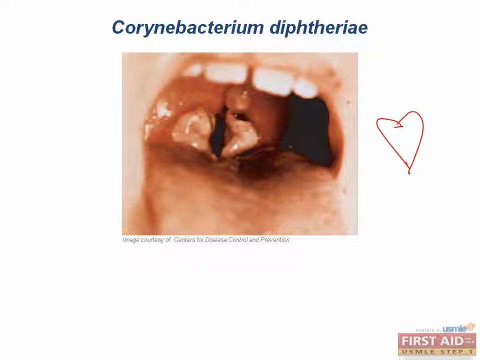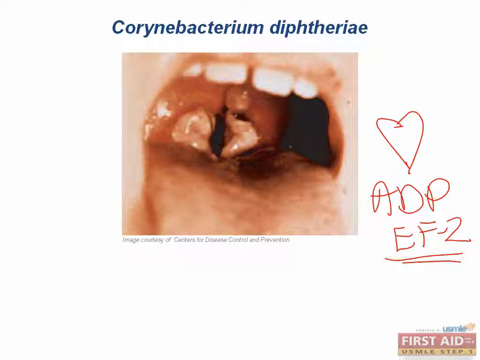Can you recall the mechanism of the exotoxin? In our basic micro lecture, we discussed that diphtheria toxin works by causing ADP ribosylation of elongation factor 2, thereby inhibiting protein synthesis. This fact is commonly tested on Step 1, so make sure to go back and review the mechanisms of exotoxins if you're feeling a bit shaky.